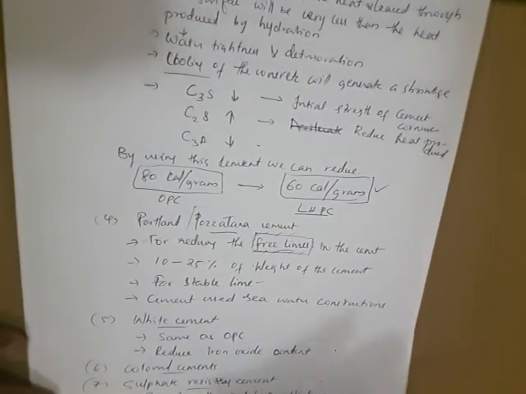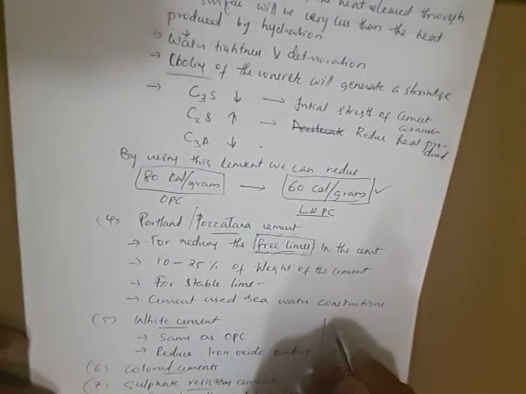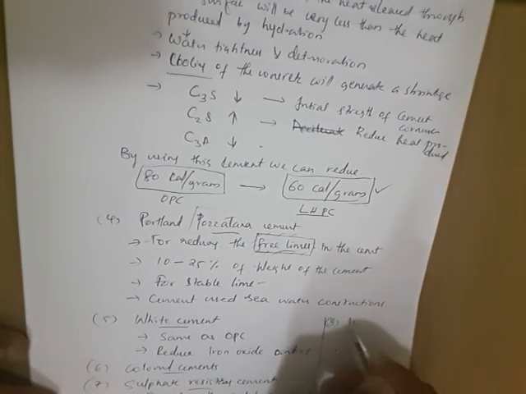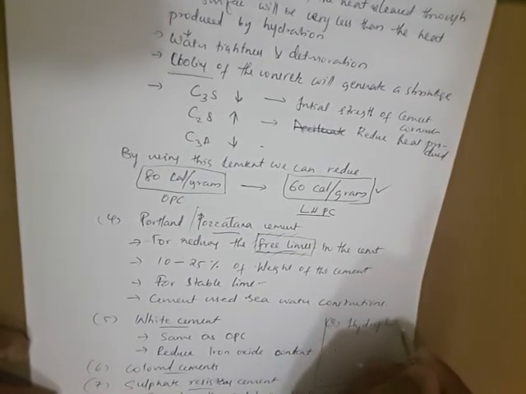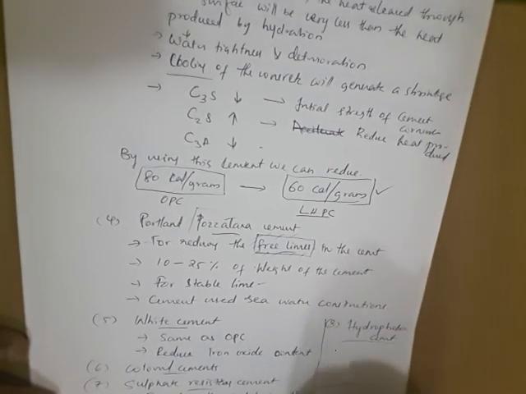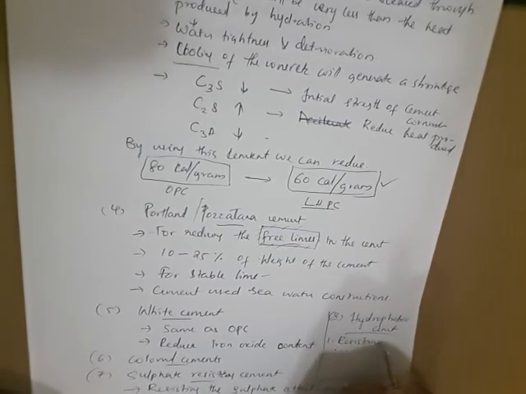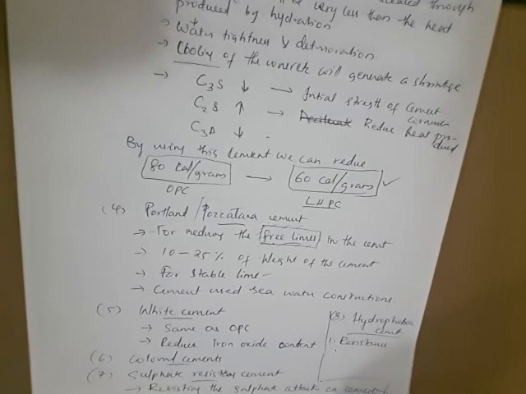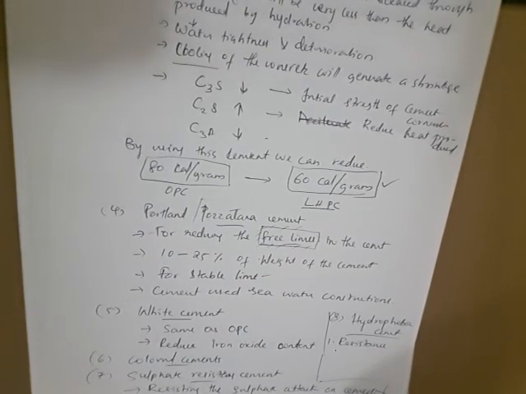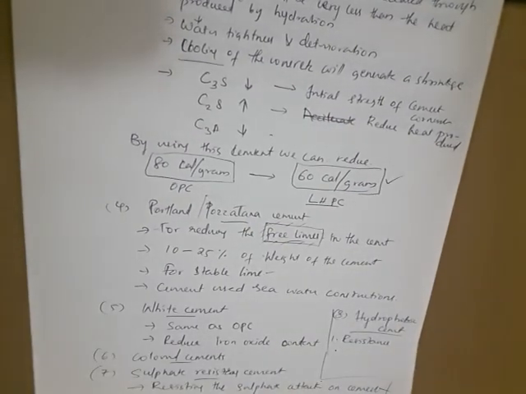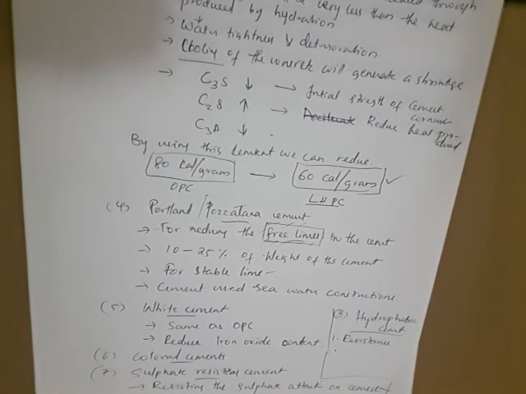Next type, another type, is hydrophobic cement. This is a new generation cement which can be used for transportation or other purposes by resisting the water content or atmospheric moisture before the main use, before using it for manufacturing of concrete or mortars.